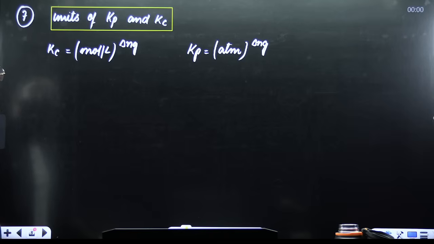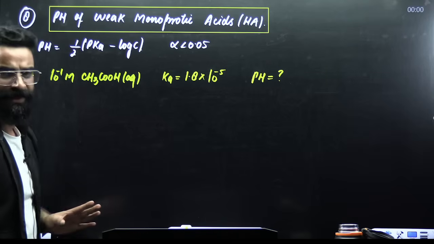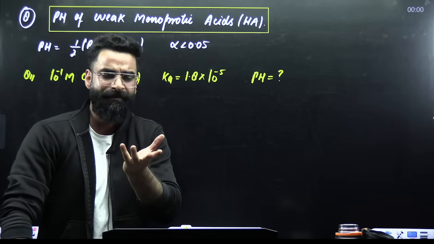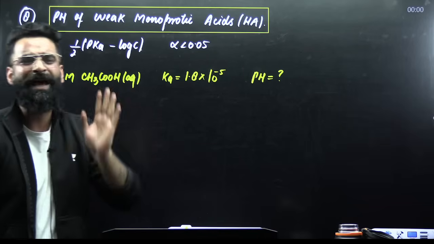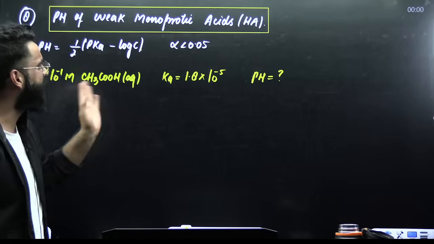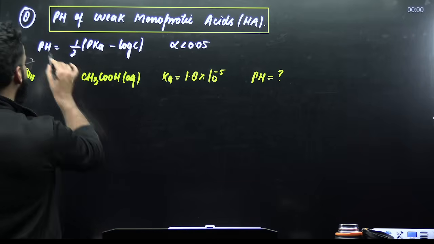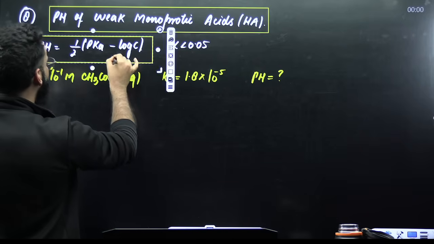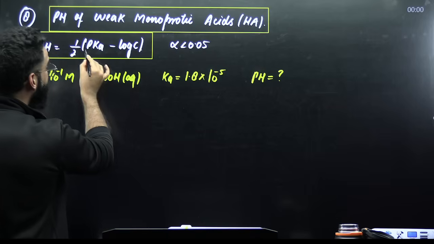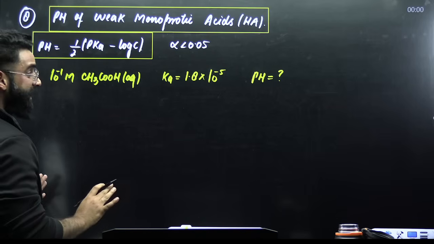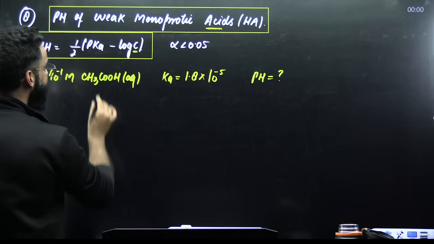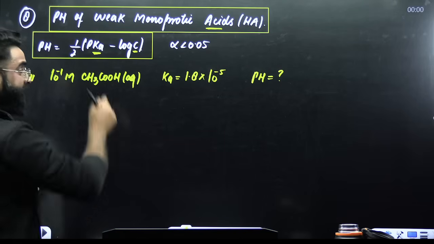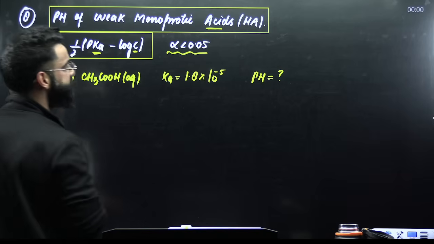Okay, moving on to the next one: pH of weak monoprotic acid. If they give you a weak monoprotic acid, that is, an acid which gives only one H positive, they'll ask you to calculate the pH of the weak acid. How do you calculate it? Just remember this formula. pH of a weak monoprotic acid is equal to half of pKa minus log C, where C is the concentration of acid. The Ka value will be given to you in the question. And this result is only valid when the alpha value is less than 0.05.